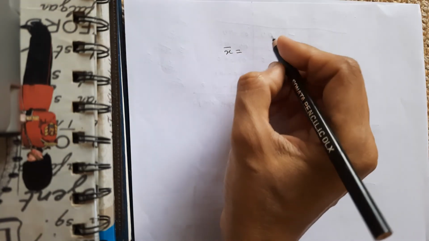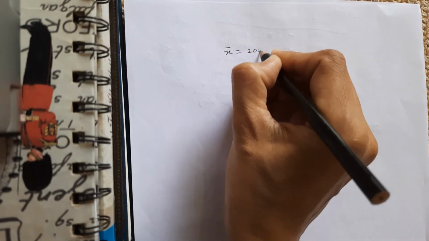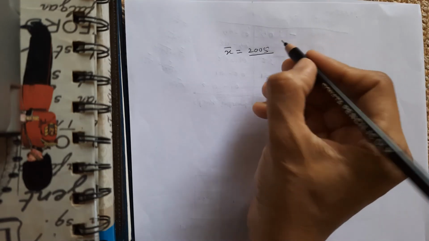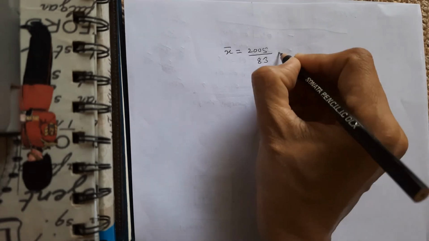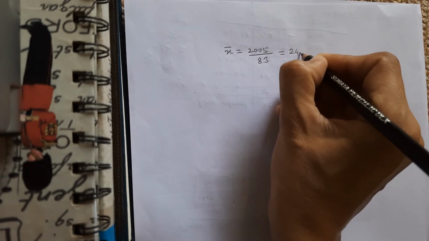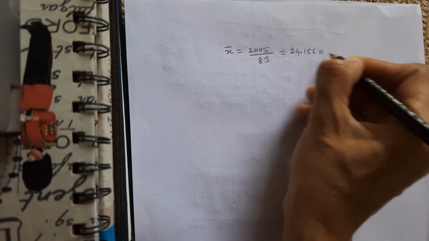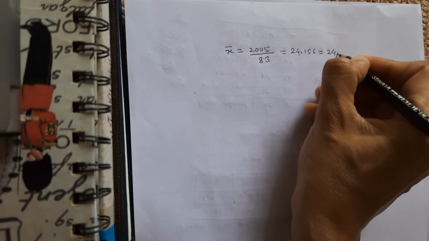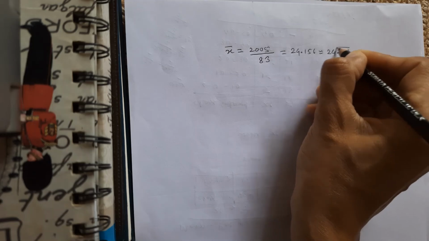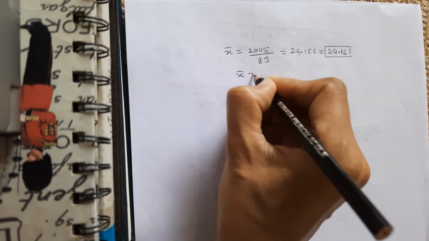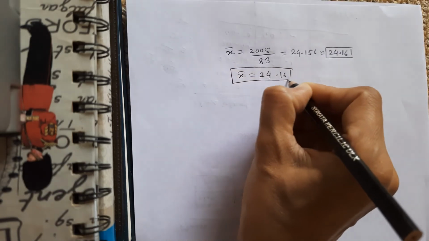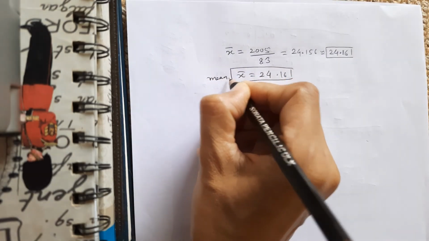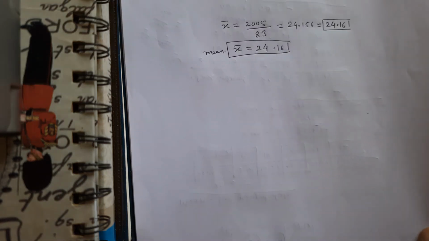So our mean will be, x bar equal to 2005 divided by 83, okay, which is equal to 24.156, or we can write it as 24.16. So this is my mean, or x bar, 24.16. Okay, so that's how we calculate mean for grouped data and ungrouped data.